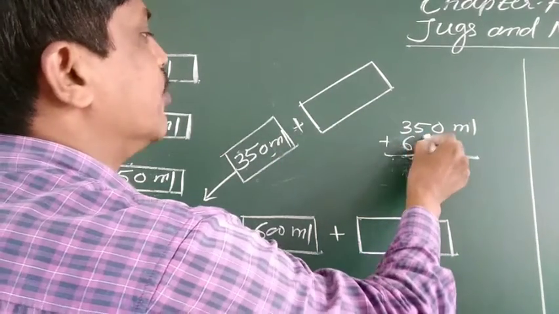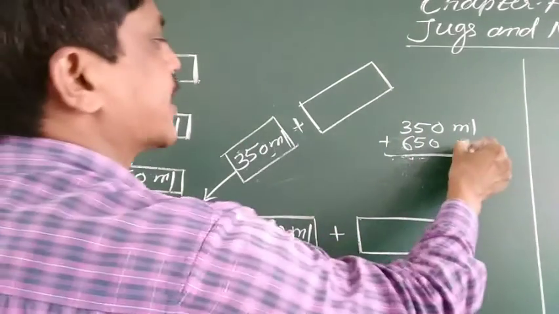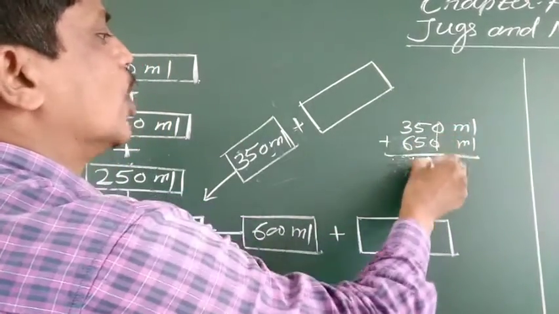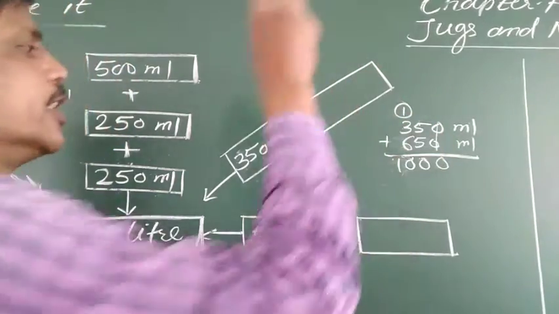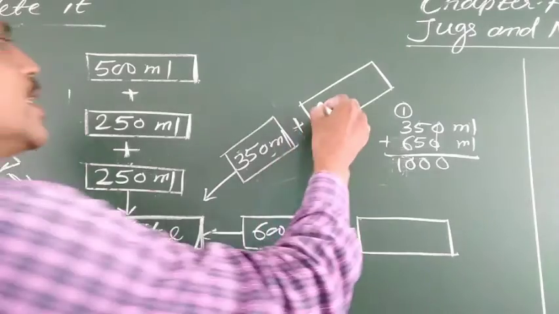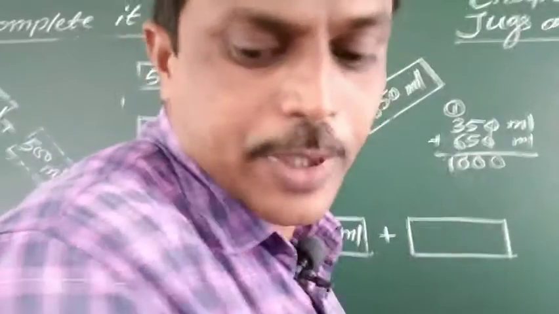तो try to add in between, 650 को देखते हैं, चेक करके हम 650 ml चेक करते हैं. So it is 0, 5 plus 5 10, carry 1, 6 plus 3 9 plus 1 10. So it is equal to 1000. So see, it is 650 ml. Okay.